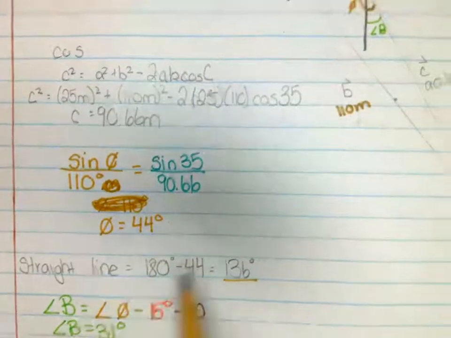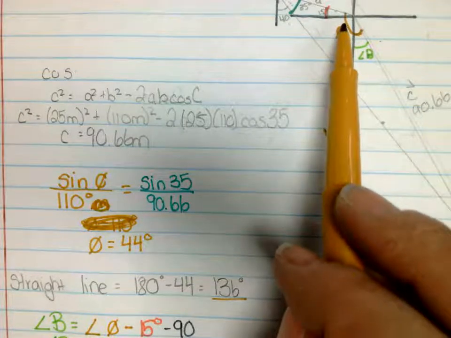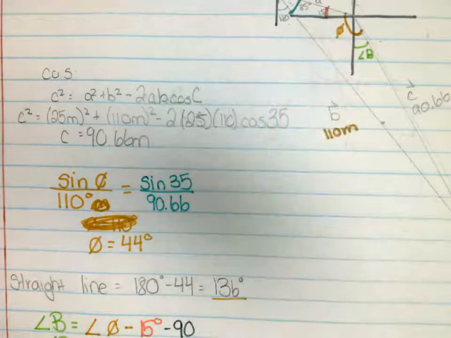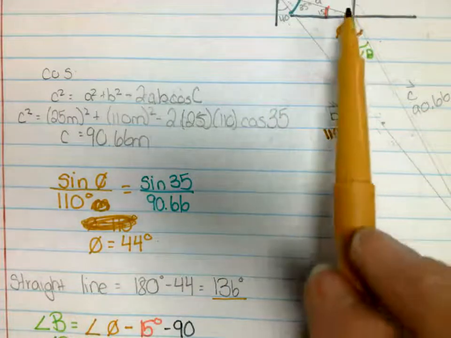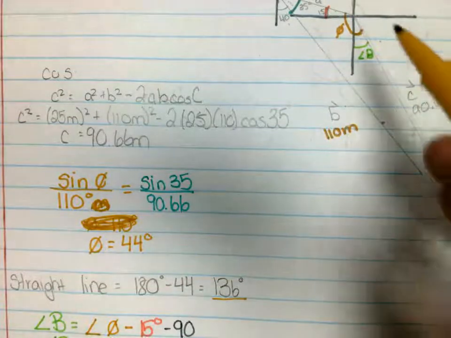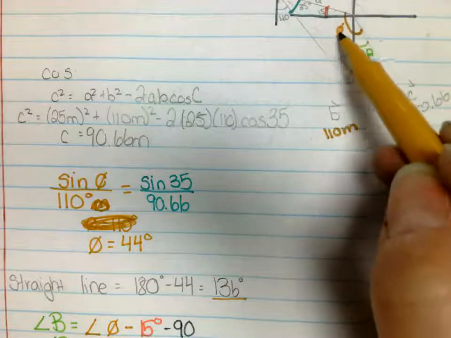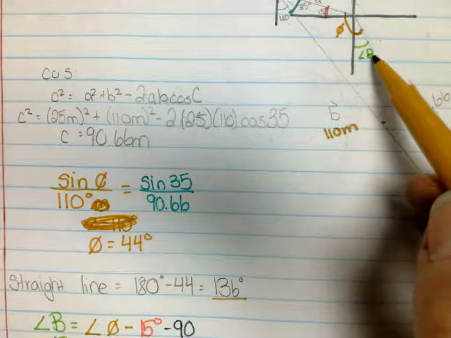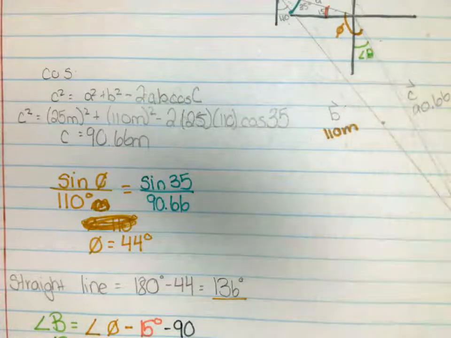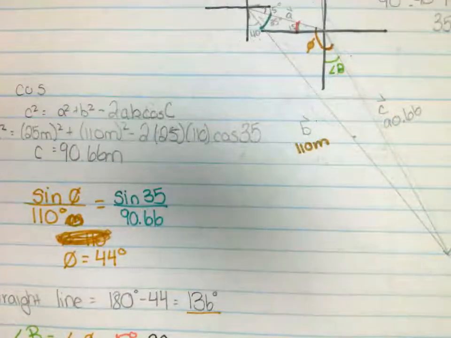So B is equal to my theta minus the 15 degrees here minus 90 degrees, and I'm going to get 31. So I have all of theta. I have to subtract out these 15 degrees. I have to account for these 90 degrees right here. What I'm left with is going to be what this angle is. So I'm left with 31 degrees. So this angle is going to be 31 degrees.